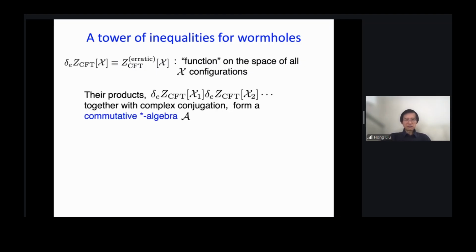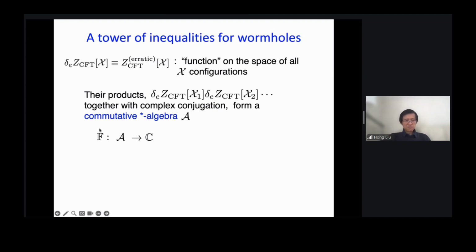Now if I look at the product, together with their complex conjugation, then they actually form an algebra. It's a commutative algebra. It's very simple, just a product of the functions. It's a commutative star algebra. Here we can allow complex conjugation, because you can insert complex operators, you can take the Hermitian conjugate, etc. And you can also insert heavy operators when you define the manifold. So in principle, the CFT partition function can be complex. So this forms a commutative algebra.